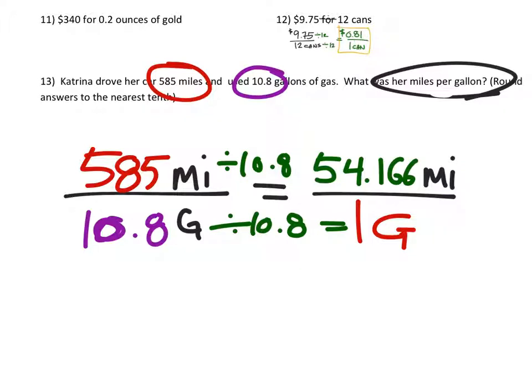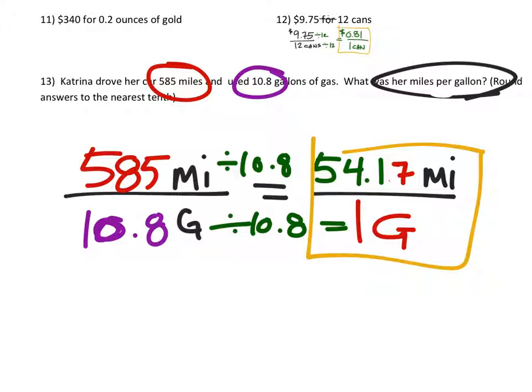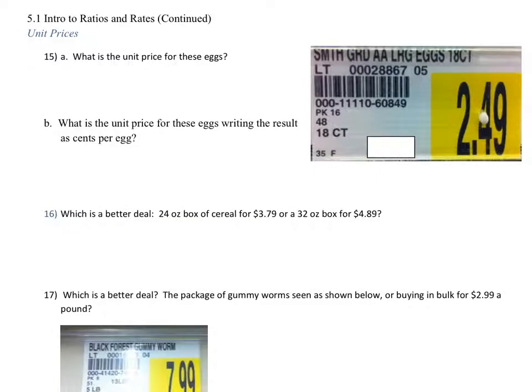54.166, and that repeats. So again, we're rounding to the nearest tenths, which is what it says right there at the top. So that 66 makes this closer to a 7, or 54.2. And that would be our answer right there. Per gallon, yeah, thank you. So we have this tag right here. Let's look at 15.